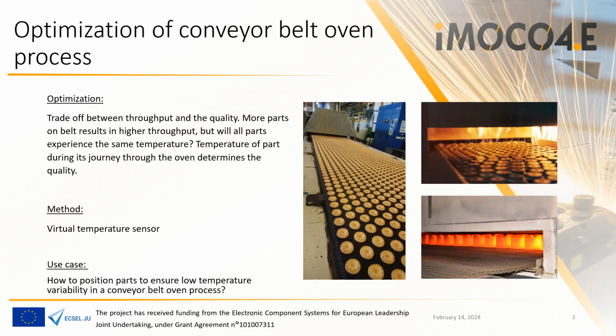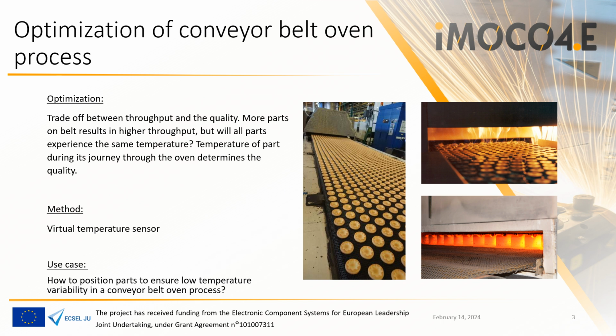In this project, we are focusing on a conveyor belt oven process, which is a typical production process in industry, from hardening of steel to the baking of cookies. Typically, there is a trade-off between the throughput and the quality. Placing more product on the belt increases the throughput, but will all products experience the same temperature trajectory as they move through the oven? The quality of the product is closely tied to the temperature experienced.